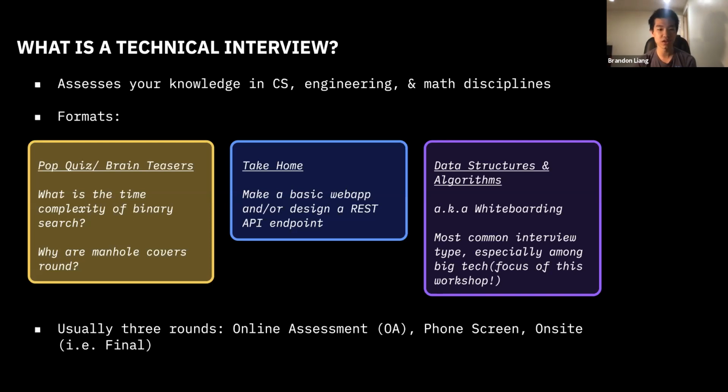The first are just like pop quiz questions and brain teasers, like what is the time complexity of binary search? And these are like quick ask then answer. So this would be like, oh, log n. And questions of another nature just to see how you think, such as why are manhole covers round? If you've ever seen this question before, you'll know that there are multiple answers to this question. One of mine is just, because it makes them easy to roll.